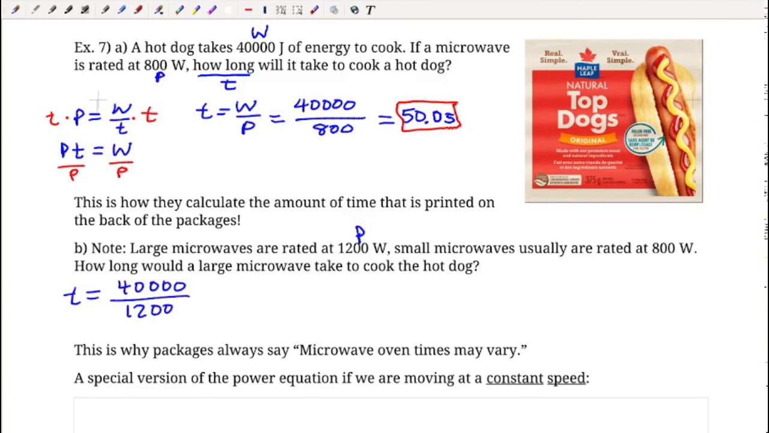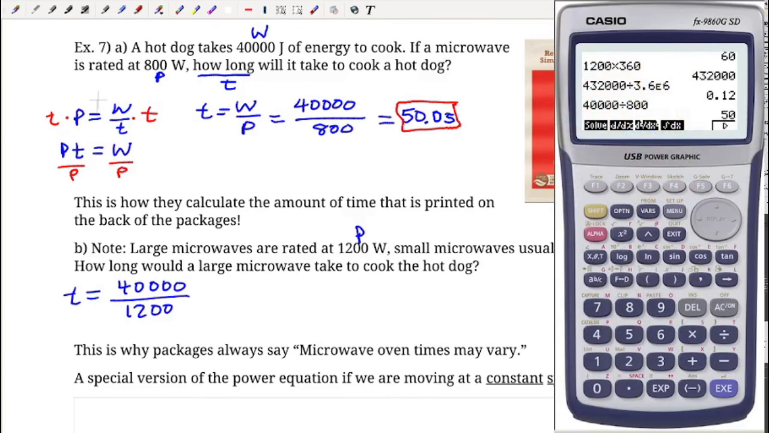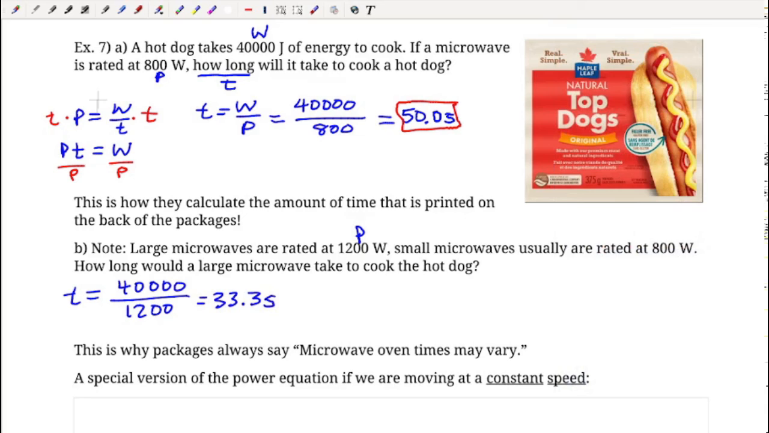Okay, pull out your calculator again and type it in. 40,000 divided by 1200. This time it is only going to take 33.3 seconds to cook your hot dog. So again, if you've ever cooked a hot dog in the microwave, the packages always say microwave oven times may vary depending on what the power rating of your microwave is.